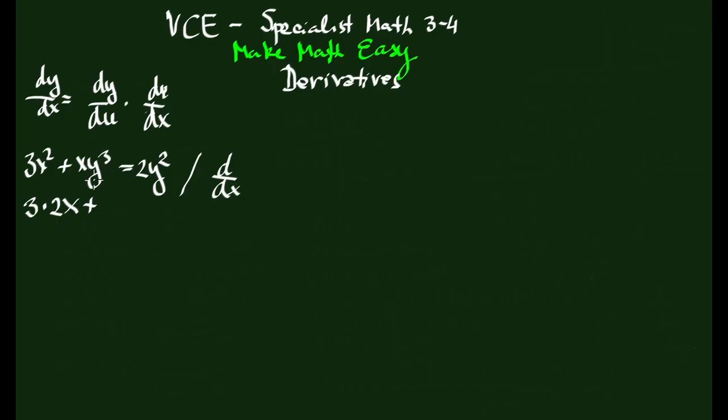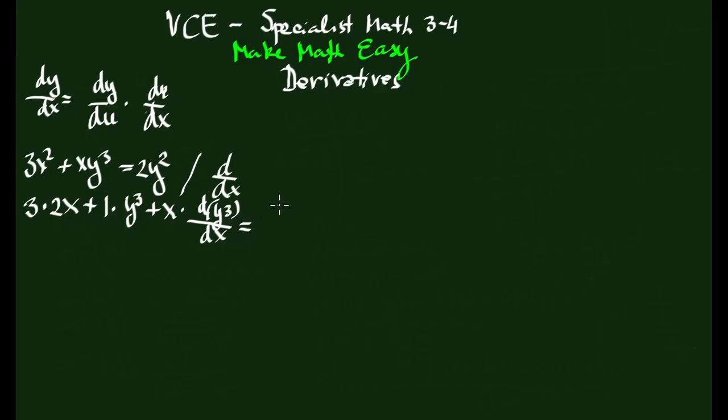So if we differentiate xy, differentiating the first one in regards to x, we get 1 times the second one, plus, the product rule says, the first one times the derivative of the second one. But the second one is the differentiation of y to the power of 3 by dx.